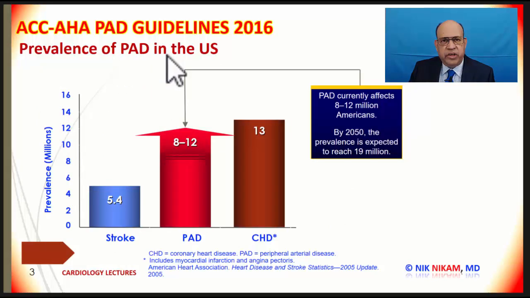Prevalence of peripheral arterial disease in the United States. Approximately 8 to 12 million Americans have peripheral arterial disease, and by 2050, the prevalence is expected to reach 19 million people. The incidence of stroke is about 5.4 million. Coronary heart disease is approximately 13 million, and peripheral arterial disease is very close to the incidence of coronary heart disease. That tells you the extent and the magnitude of peripheral arterial disease, and as we look further, we will understand why peripheral arterial disease, even though it is less recognized in everyday practice, is going to become a bigger and bigger problem to deal with as the population ages.